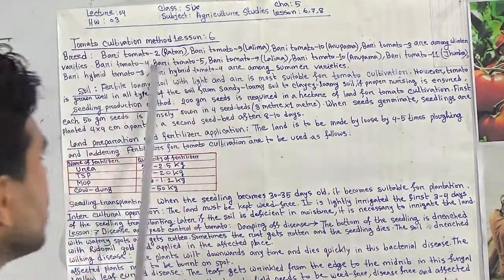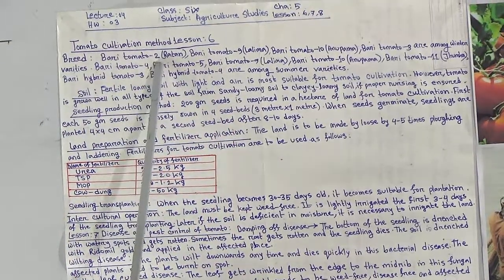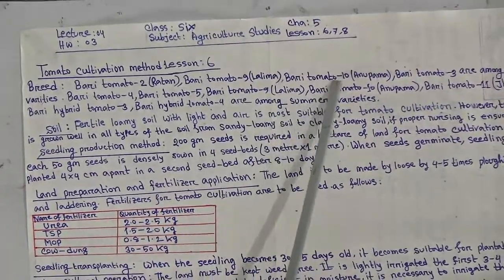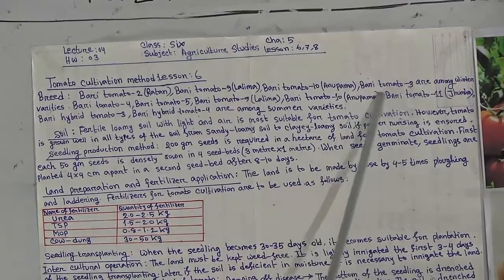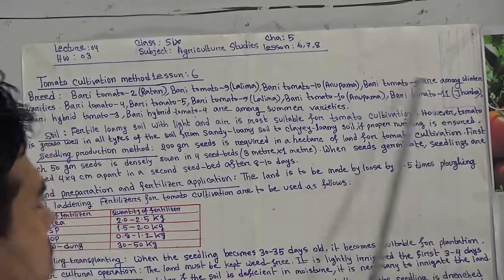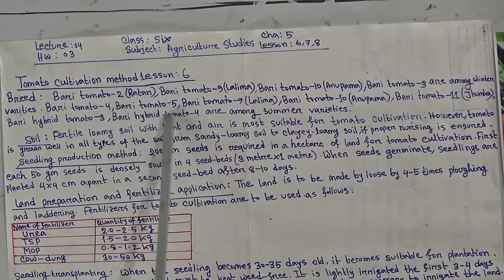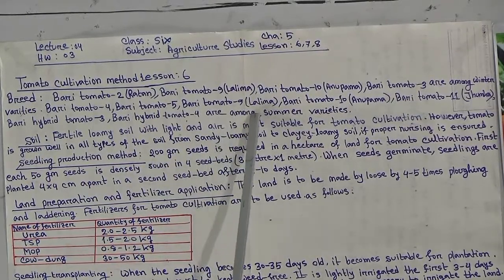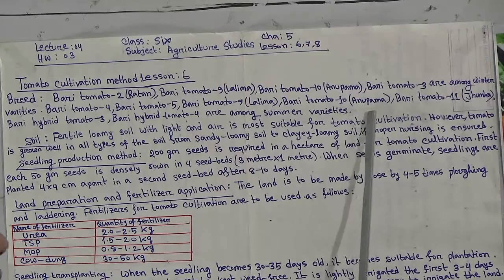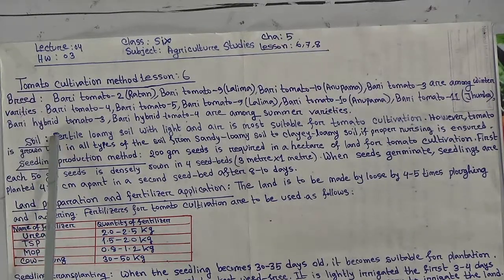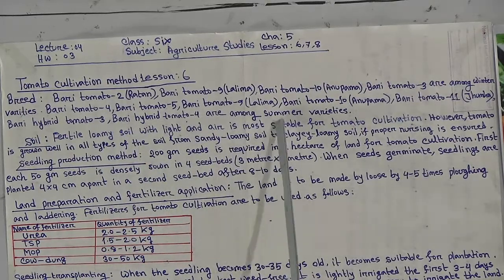So Bari tomato 2, Ratan, Bari tomato 9, Lalima, Bari tomato 10, Anupama, Bari tomato 3 are among winter varieties. Bari tomato 4, Bari tomato 5, Bari tomato 9, Lalima, Bari tomato 10, Anupama, and Bari tomato 11, Jumka, Bari hybrid tomato 3, Bari hybrid tomato 4 are among summer varieties.